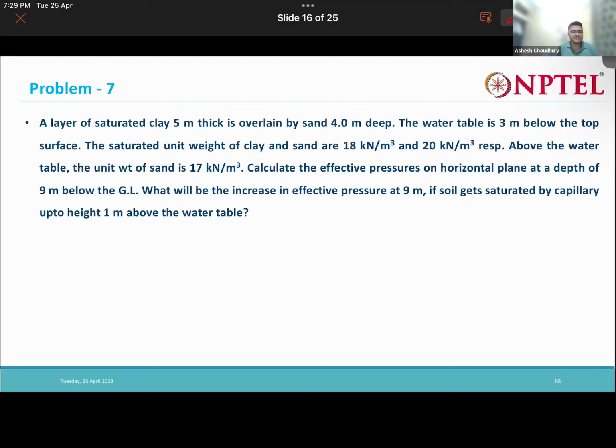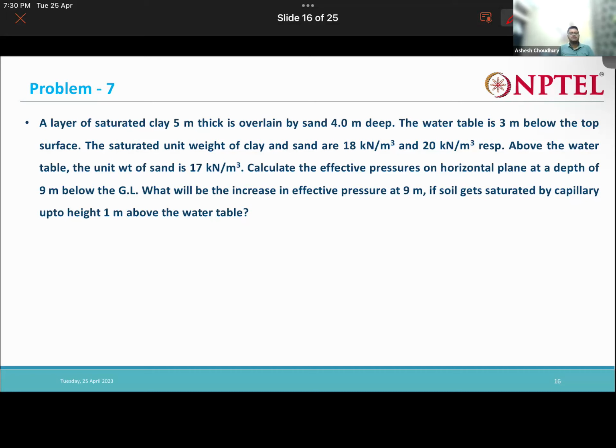What would be the increase in effective pressure at 9 meter if the soil gets saturated by capillarity up to the surface? Okay, so it is a long problem, so we'll solve it step by step. This problem is basically from our effective stress chapter, right? Where we learned how to calculate the effective stress, and we studied the concept of effective stress.